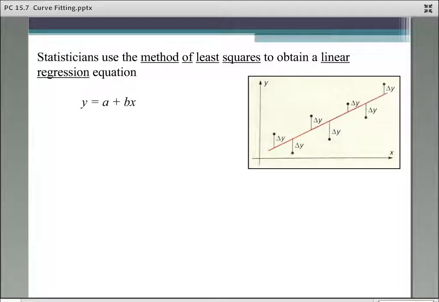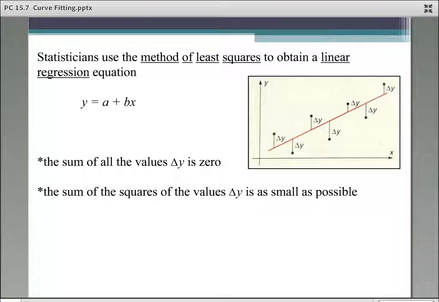I get it. You've got this little graph of how it works. In this, the sum of all of the values of delta y, the change in y, the distance from the actual point to this linear regression equation, all of these little delta y's will add up to 0. And the sum of the squares of the values of delta y, they want that to be as small as possible. So those are your two bullet points that you're writing there.